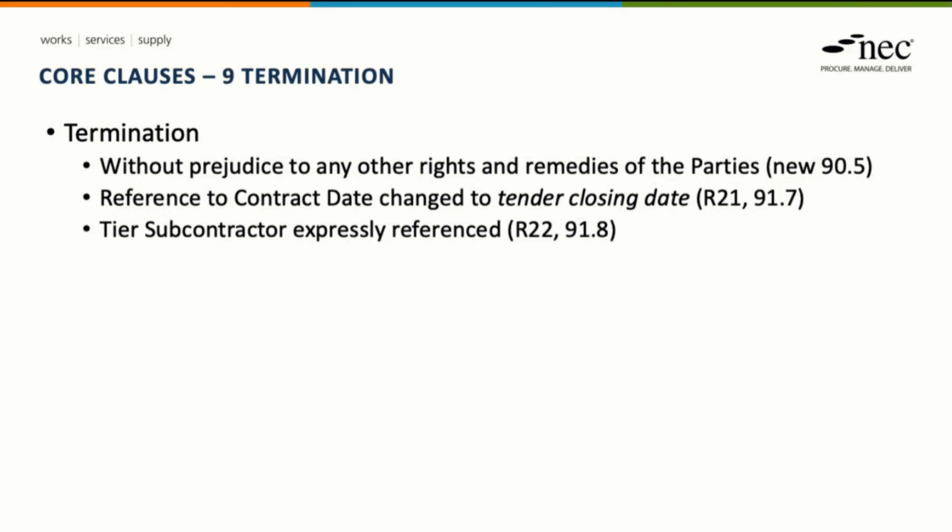Lastly, in terms of the core clauses, section 9 deals with termination, and there have been a few tweaks. So within clause 91.7, to be consistent with other parts of the contract, date has been changed to tender closing date, and within clause 91.8, so this is to do with corrupt acts or terminating because of a corrupt act, reference to a tier subcontractor has been included.